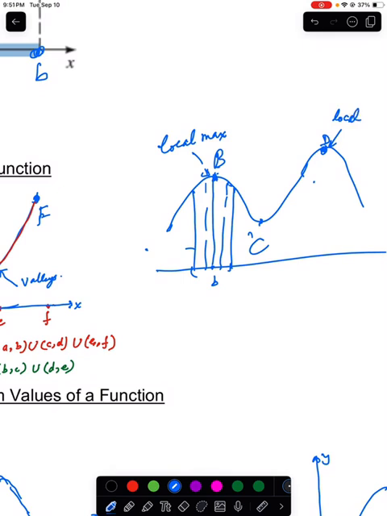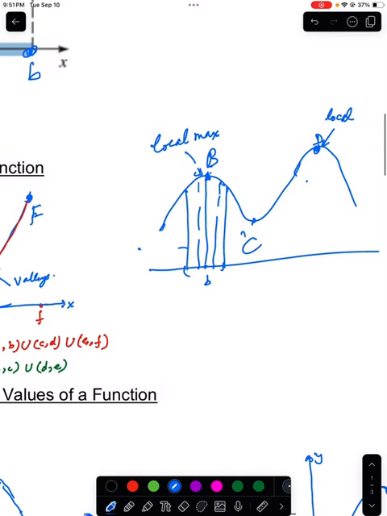And then this valley type point, this we call local min. And again, why local min? Because if you go in the neighborhood, let's see this neighborhood, if you check all the y values, the value at point C is the minimum of all the y values. So that's why it's called the local minimum value. Okay, so that's it.